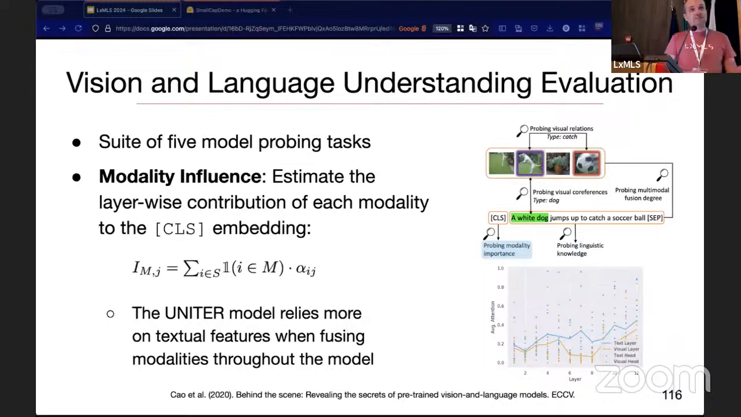What they found at the time was that this model called UNITER relied a lot more on textual features when it was fusing modalities throughout the model. Even though it had access to all of this visual data, the model was initialized from a BERT-style architecture, and it really retained a lot of these linguistic processing properties.